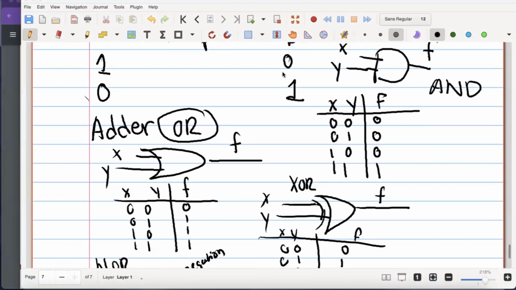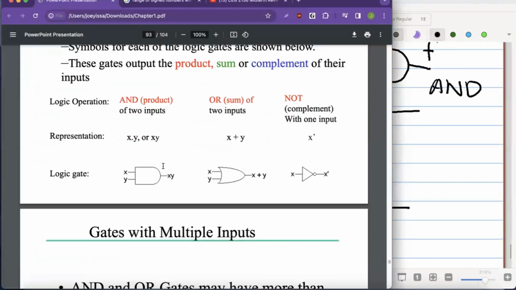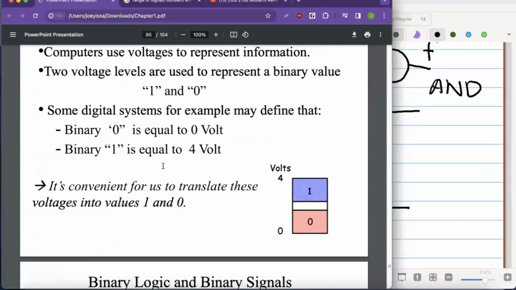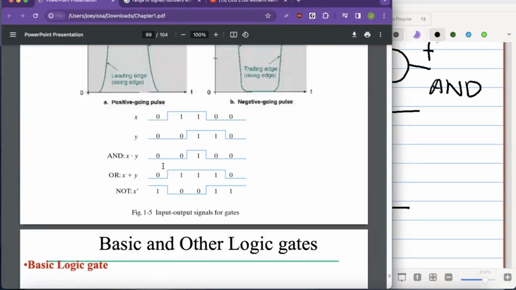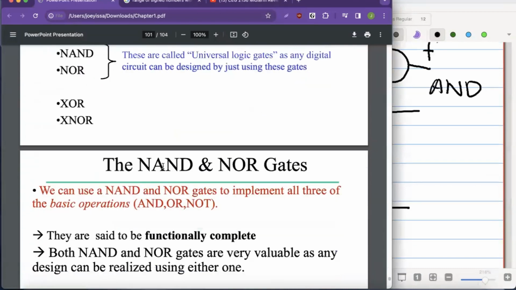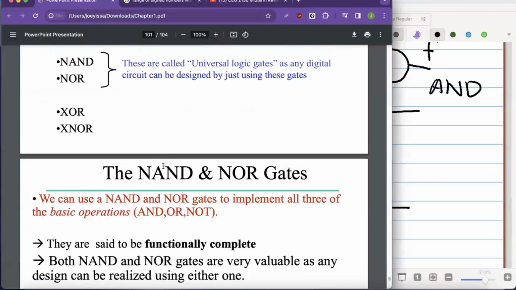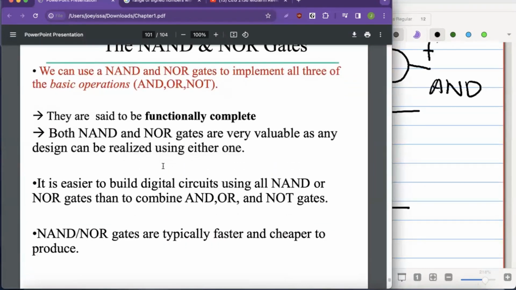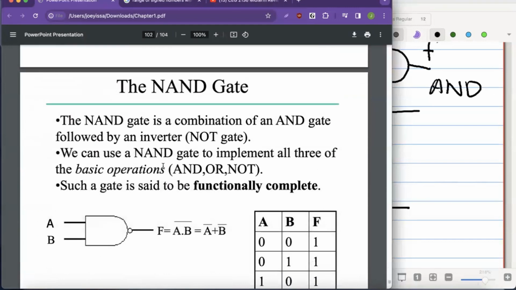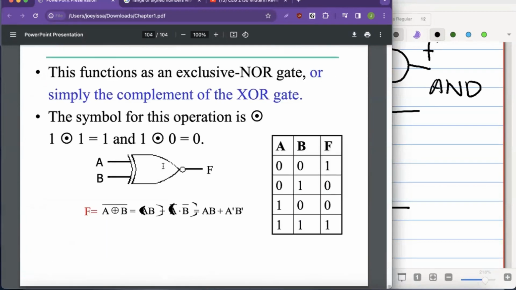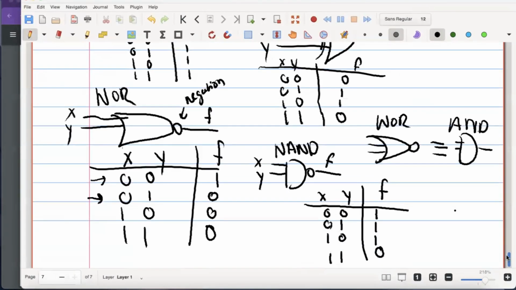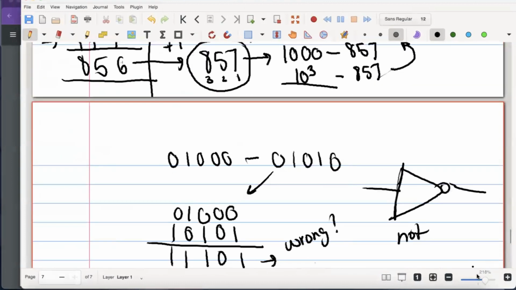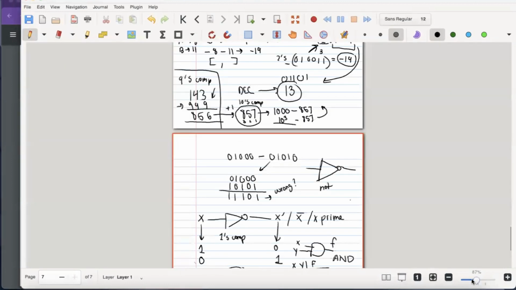Okay. Let me see. NOR and NAND are very important. Let me see if they talk about any equivalents. Okay, they don't. Great. So I'm getting ahead of myself. But that's pretty much it, right? Perfect. Timing outputs is really nice.